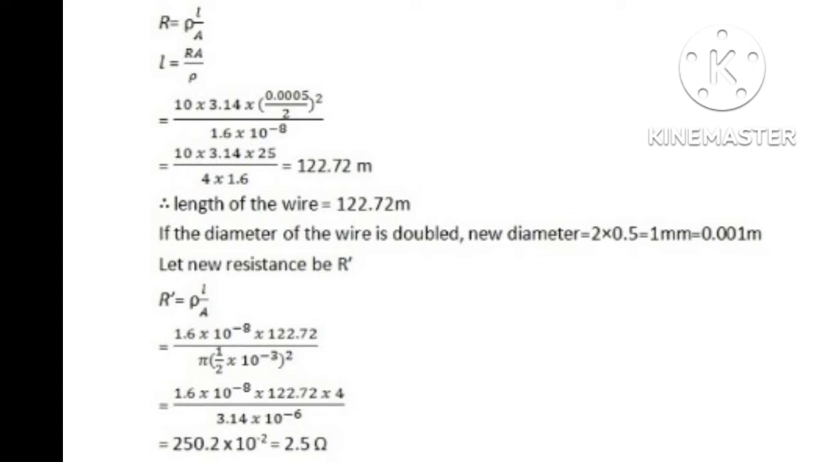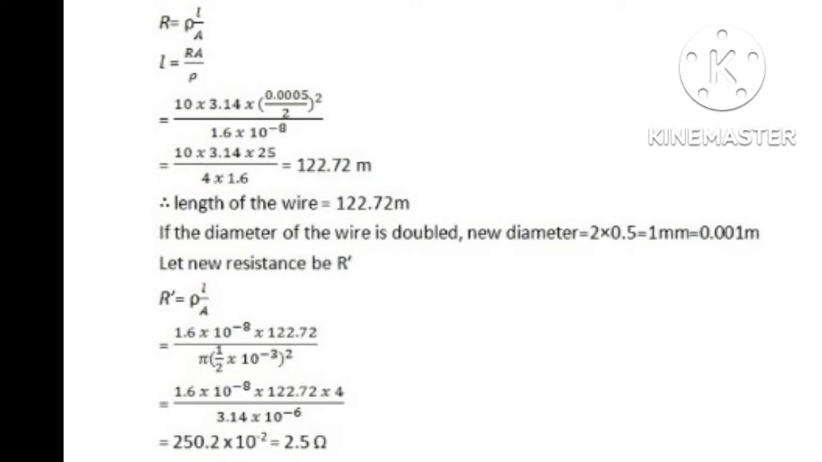That is equal to 10 into 3.14 into 25 divided by 4 into 1.6. So that value is 122.72 meters. That is, the length of the wire is equal to 122.72 meters. Okay, now we can move to the second part of the question.